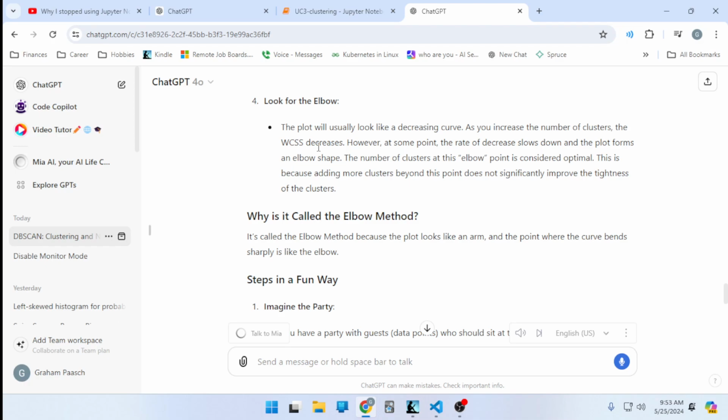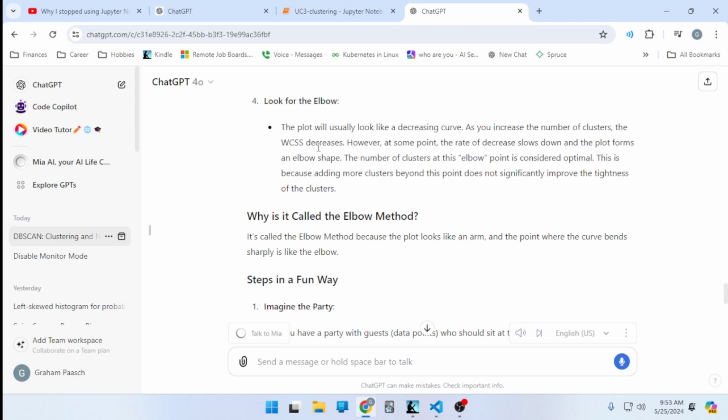Steps in a fun way, with a party. You have a party with guests, data points, and tables, clusters. Test different table arrangements. You try arranging different numbers of tables, from just one big table to many small tables. Measure the comfort. For each arrangement, you measure how comfortable the guests are by seeing how close friends are to each other, WCSS. Draw a chart. You plot a chart with the number of tables, k, on the x-axis and the total discomfort, WCSS, on the y-axis. Find the elbow. The point where adding more tables stops significantly reducing discomfort is your optimal number of tables. This is the elbow point in a chart.